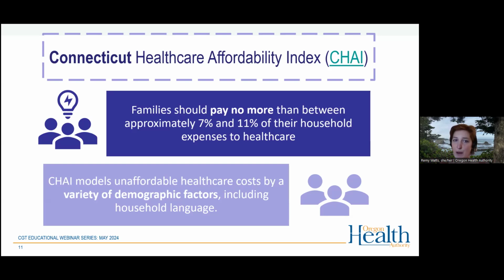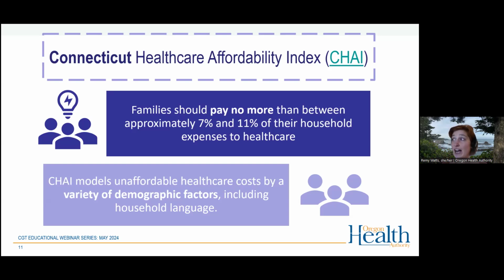that families should pay no more than between 7 and 11% of their household expenses to healthcare. So this is the understanding: families shouldn't be paying more than 7 to 11%. Let's look at families with different demographics, like different household sizes, different household languages, and see what the healthcare spending of these different populations looks like.